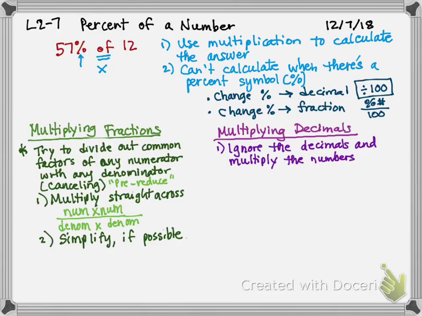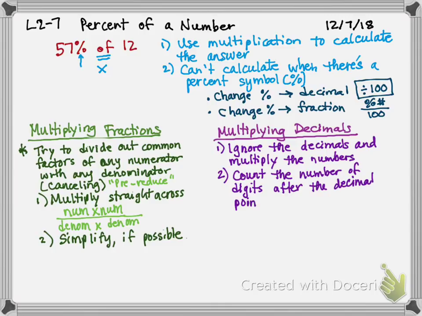Okay? And then you got to go back to reality, and yes, there really were some decimals, and yes, there really were some digits after those decimals. So now we need to go back and figure out how many digits are going to come after the decimal in our answer. So we're going to count the number of digits after the decimal points in the original numbers.